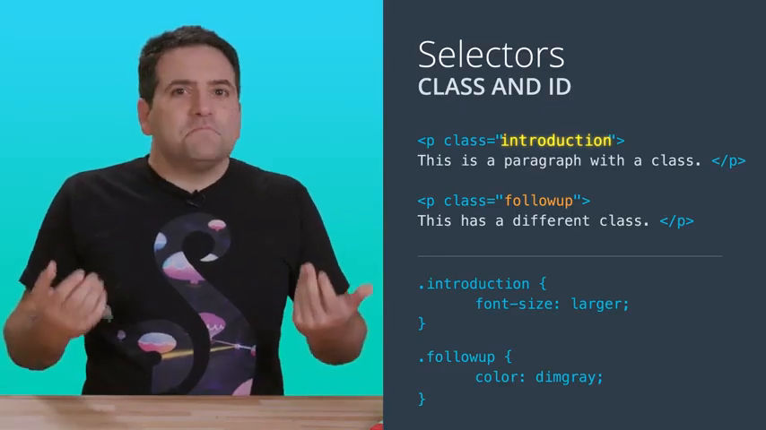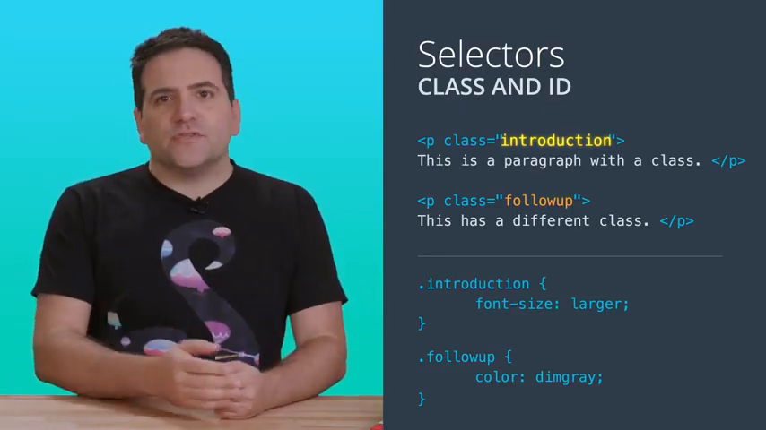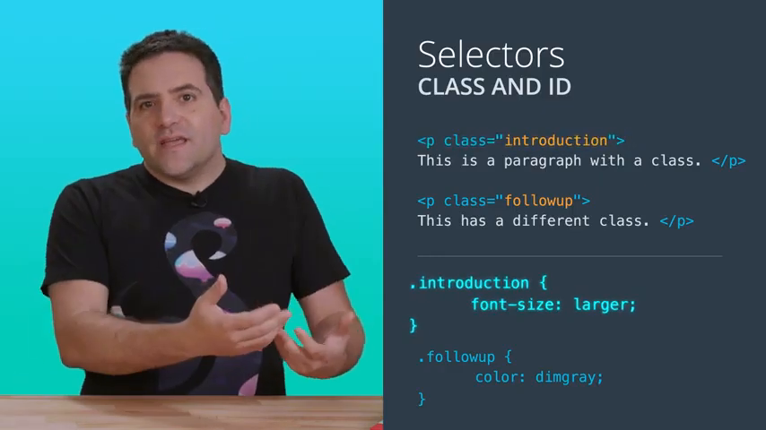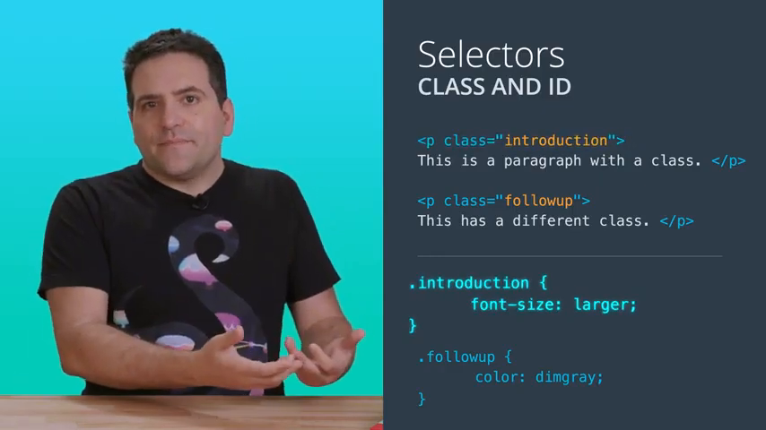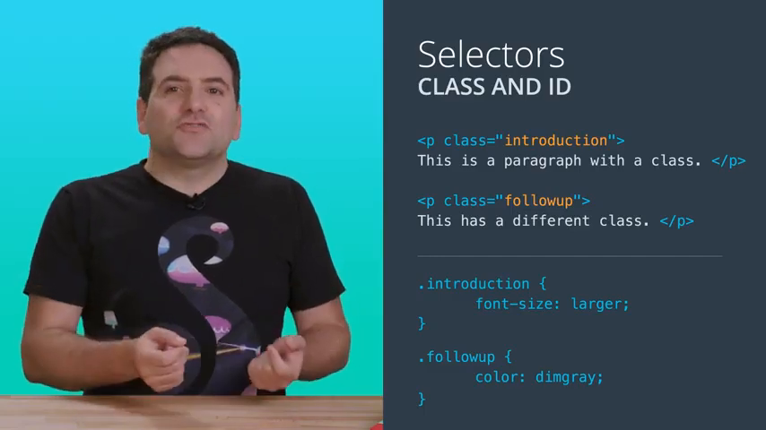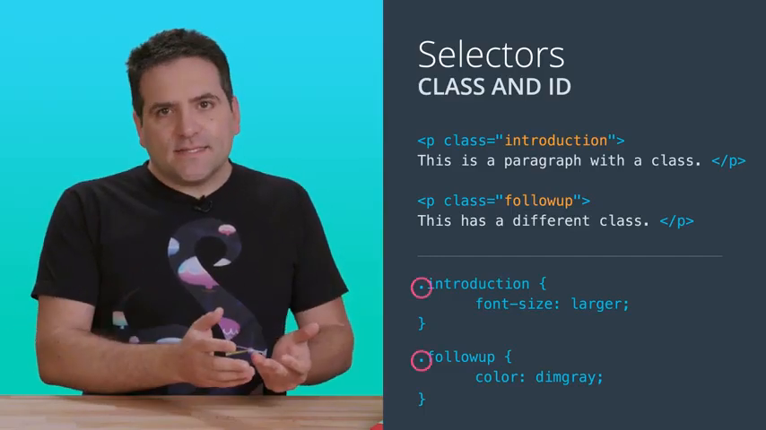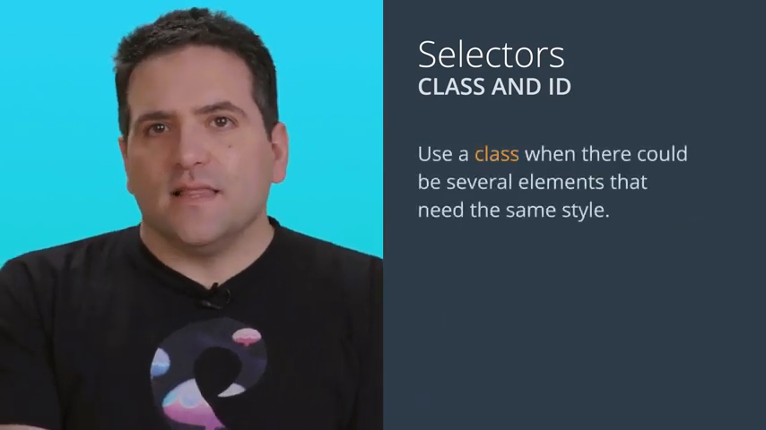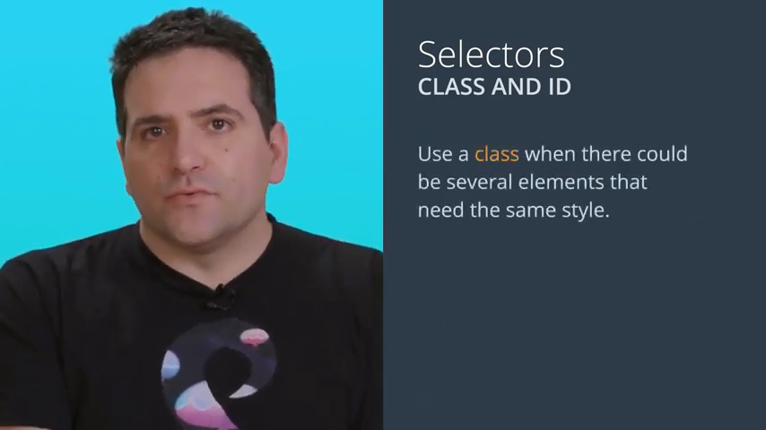All you have to do is make up a name for that class and start using it. You add the class attribute to some HTML elements and create a CSS rule set with the same name. And the way you apply a CSS rule set to a class is to write a selector that starts with a dot. Classes are what you should use when there can be several elements on the page that you want to apply a rule to.